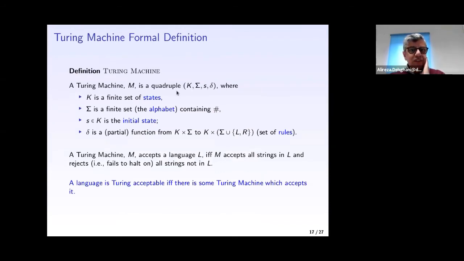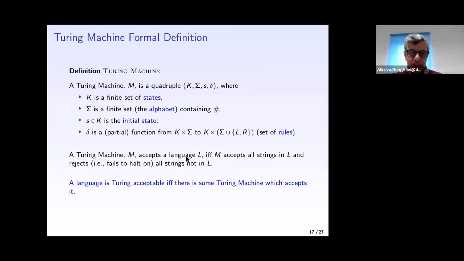The Turing machine M is defined by this quadruple. Okay, so you have the set of states, you have the alphabet containing the blank, you have the initial state, and you have a partial function from K to sigma. That means the instructions we had, the rules. So that's the definition. Like I said, in some cases they define the machine with 7 different elements, like the alphabet and so on, but it doesn't matter. So that's 2 different conventions. We follow this convention in this course.